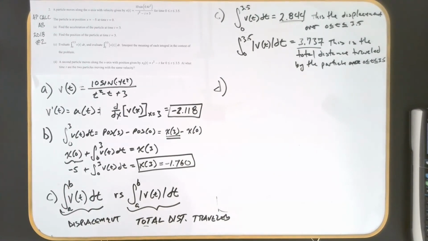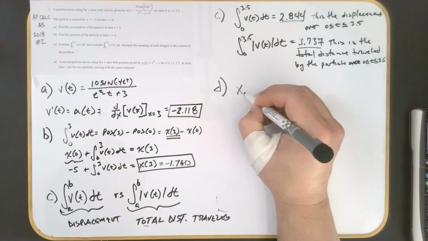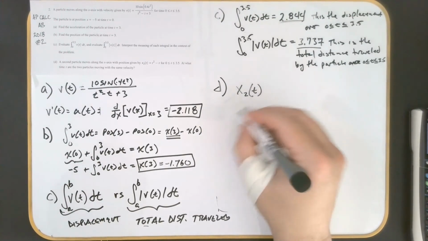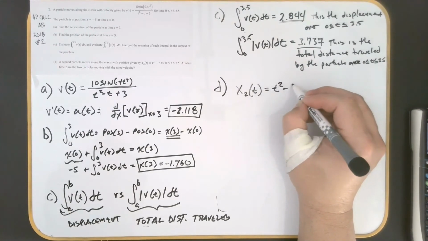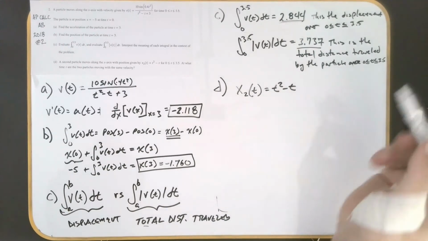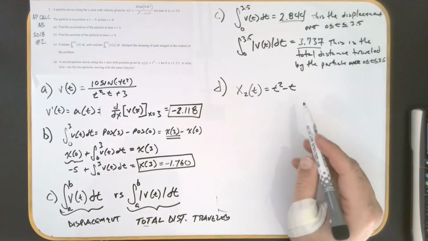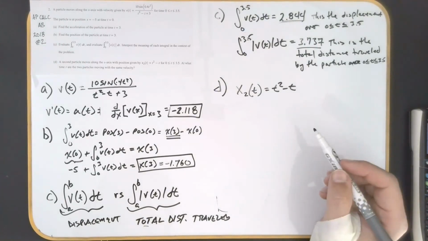D. A second particle moves along the x-axis with position given by, now, just even notation here, because it's the second particle, they put a subscript of 2, and this just looks weird. X sub 2 of t, and this is a really nice little quadratic here, t squared minus t, and it's over the same time interval. So that's that, and it says, at what time are the two particles moving with the same velocity? In other words, when are their velocities the same?